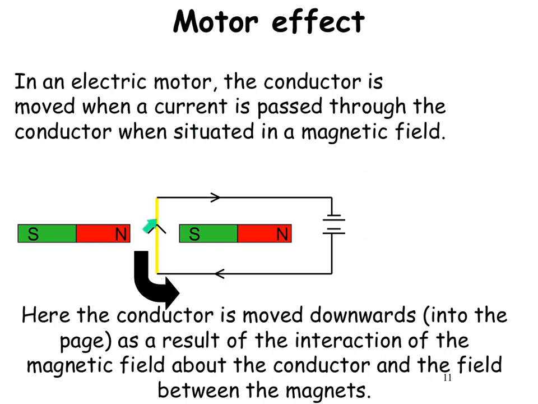So this conductor over here is sitting inside this magnetic field. We've got a magnetic field from north to south. Around this conductor there's a circular magnetic field, and it is going to be going in a clockwise direction. The interaction of those two magnetic fields is going to cause movement.